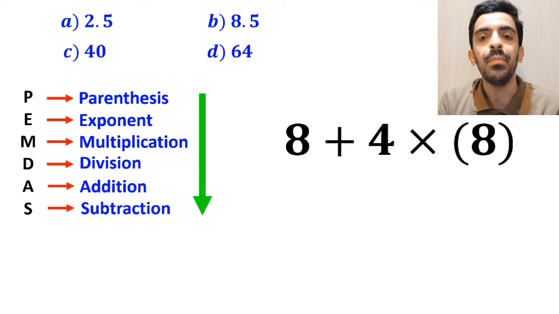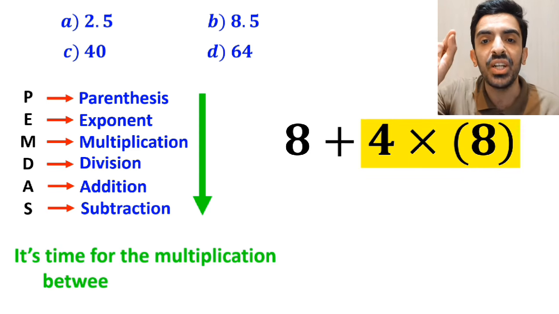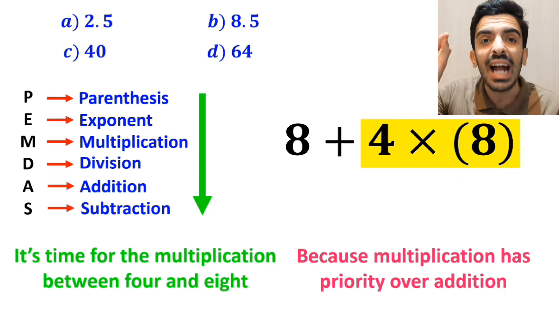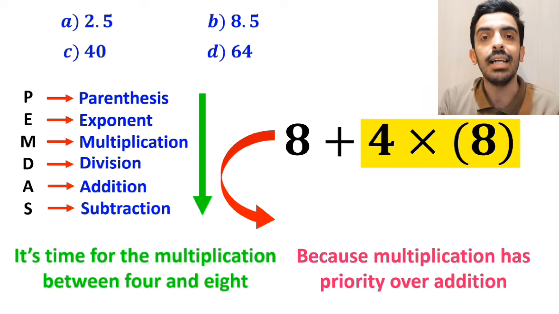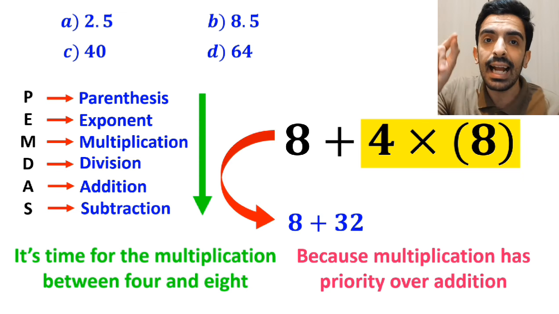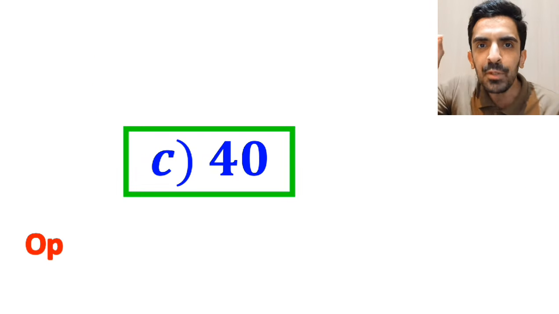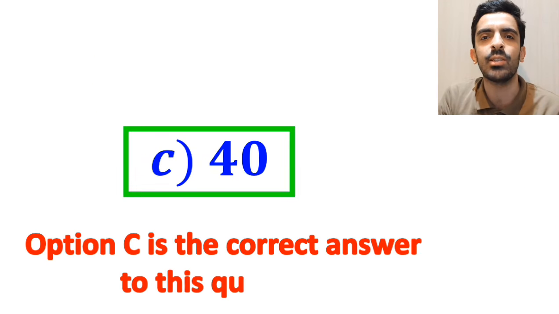In the final step, it's time for the multiplication between 4 and 8, because multiplication has priority over addition. So, instead of this expression, we can write 8 + 32, which ultimately gives us the answer 40. Therefore, option C is the correct answer to this question.